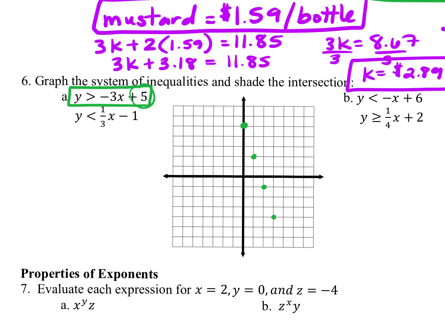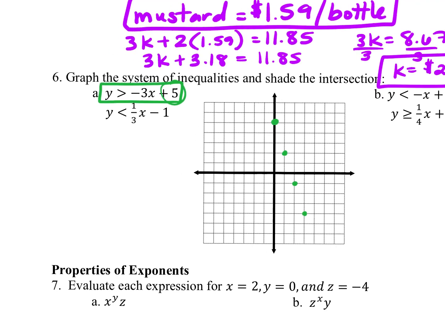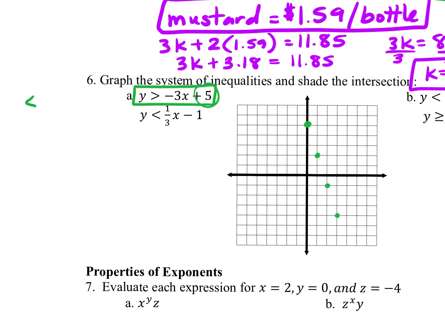Can anyone tell me, is this dotted or solid? Dotted. Okay, maybe on your note card, you want to do this. If it's less than or greater than, that's a dotted line. If it's less than or equal to or greater than or equal to, that's a solid line. That's not huge points, but points that easily get forgotten. So you might want to write that down.